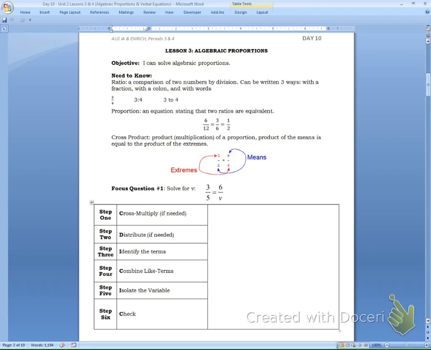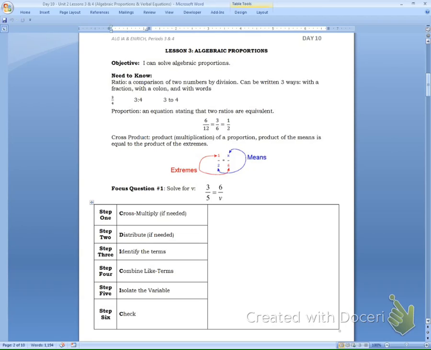It can be written in three different ways, like a fraction, like 3/4. The way you would read it, though, is 3 to 4. 3:4 is 3/4, or the words 3 to 4. A proportion is an equation that states that two ratios are equivalent.